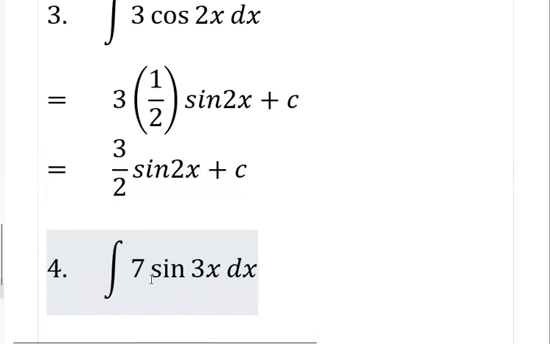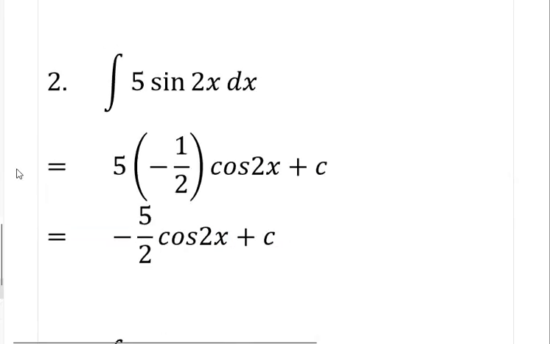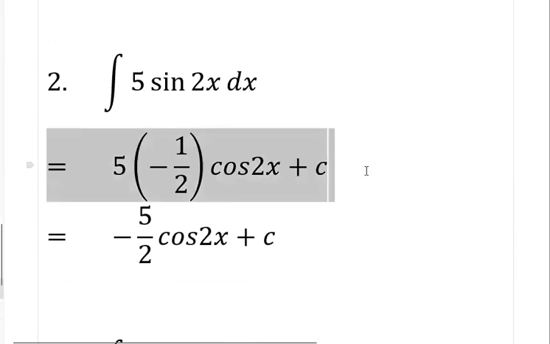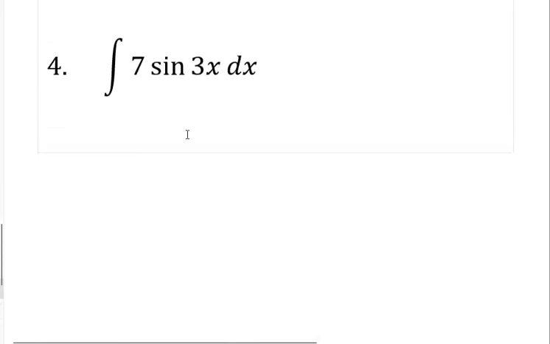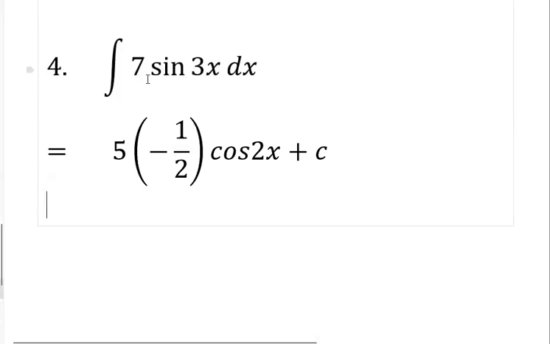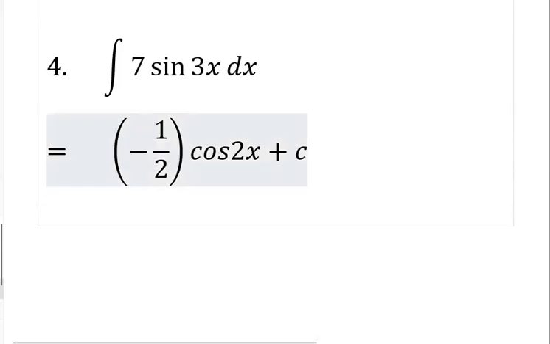We have 7 sine 3x dx if you are integrating. So let's make use of this template. This one will be useful. Number 4. Very good. So now we are integrating 7 sine 3x dx. Our 7 is a constant.